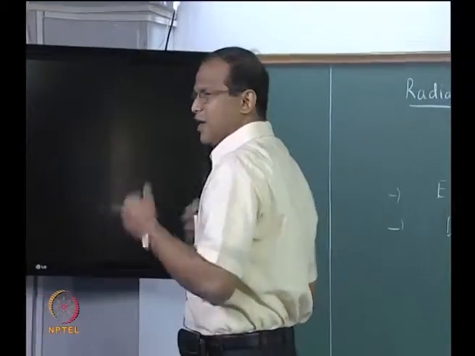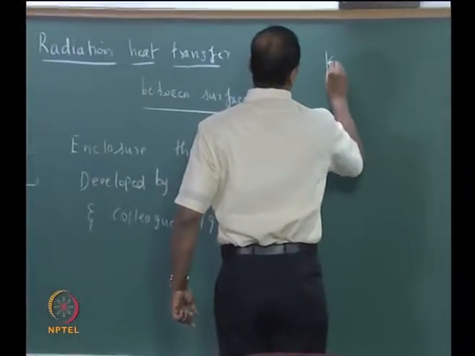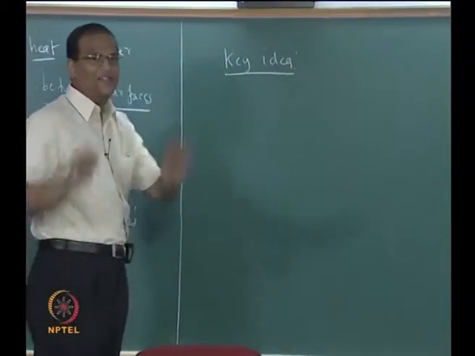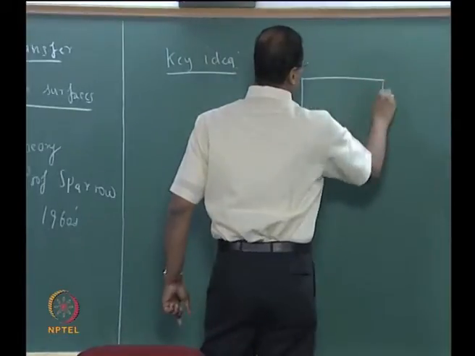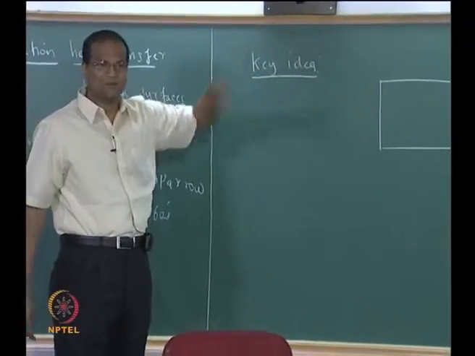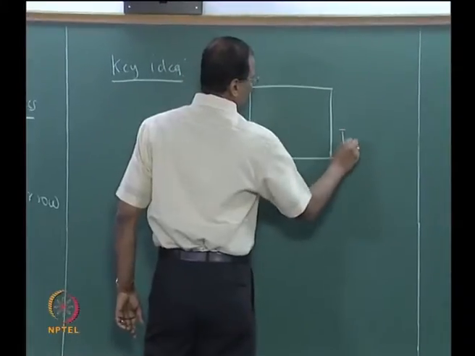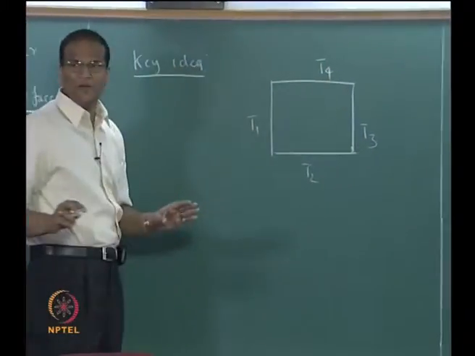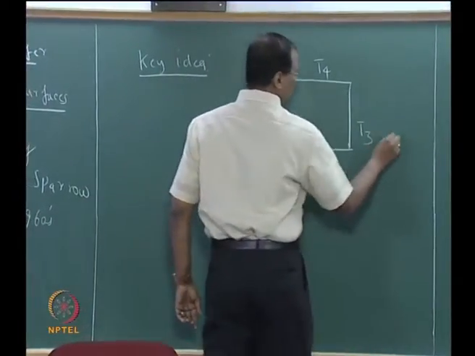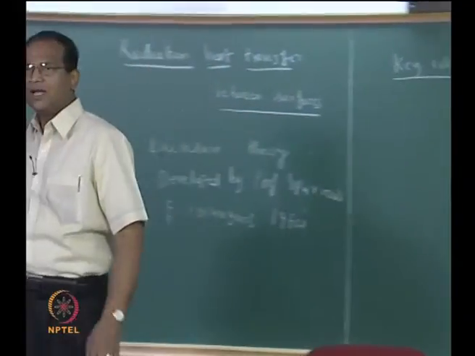So what is so great, what did Sparrow figure out? The key idea is like this. Suppose there is a furnace, I am looking only at the sectional view, there is a dimension in the direction perpendicular to the plane of the board. Let us consider only 4 surfaces, with temperatures T1, T2, T3, T4, and emissivities.